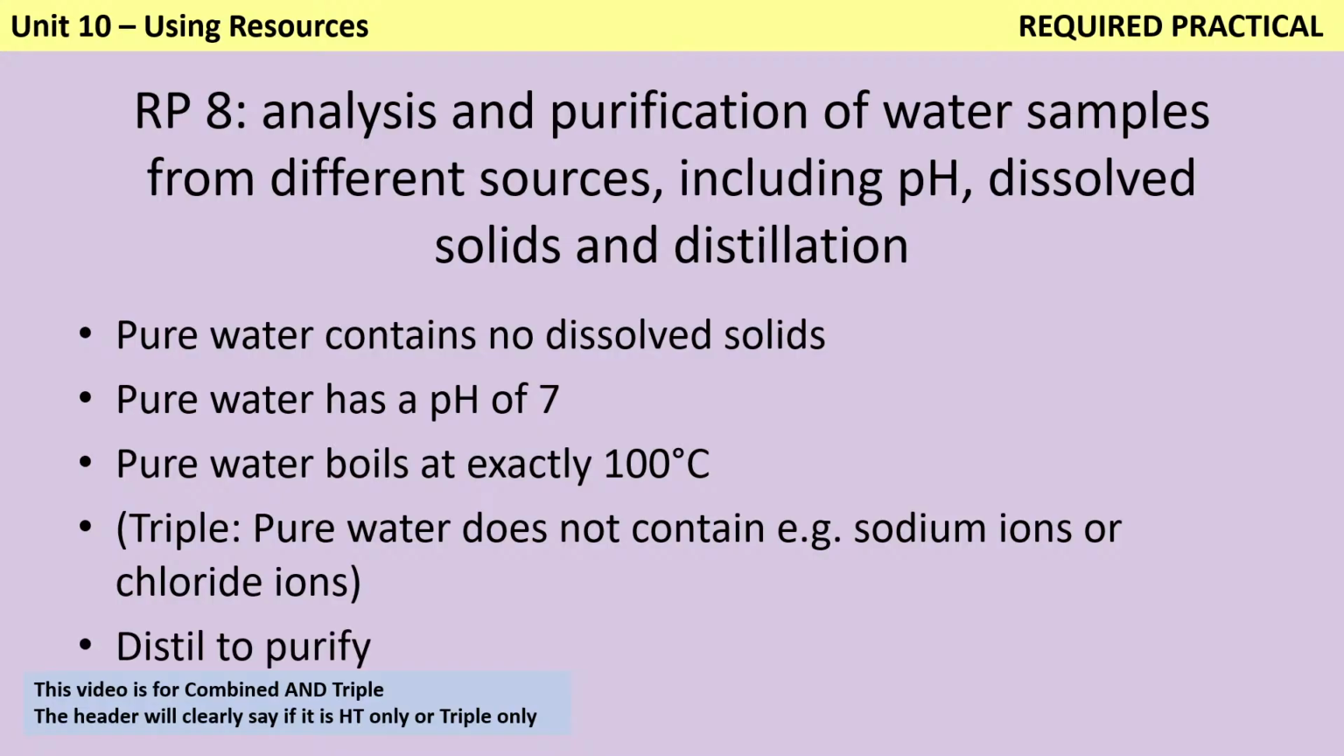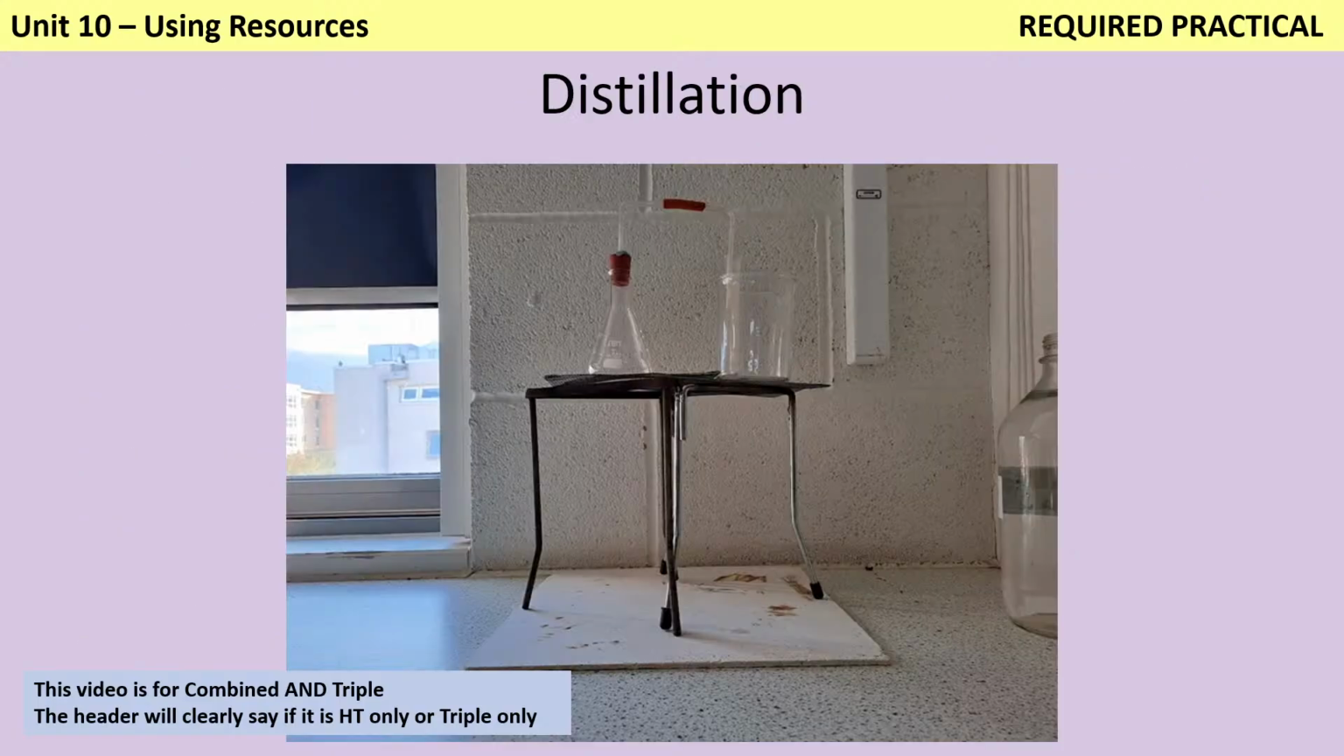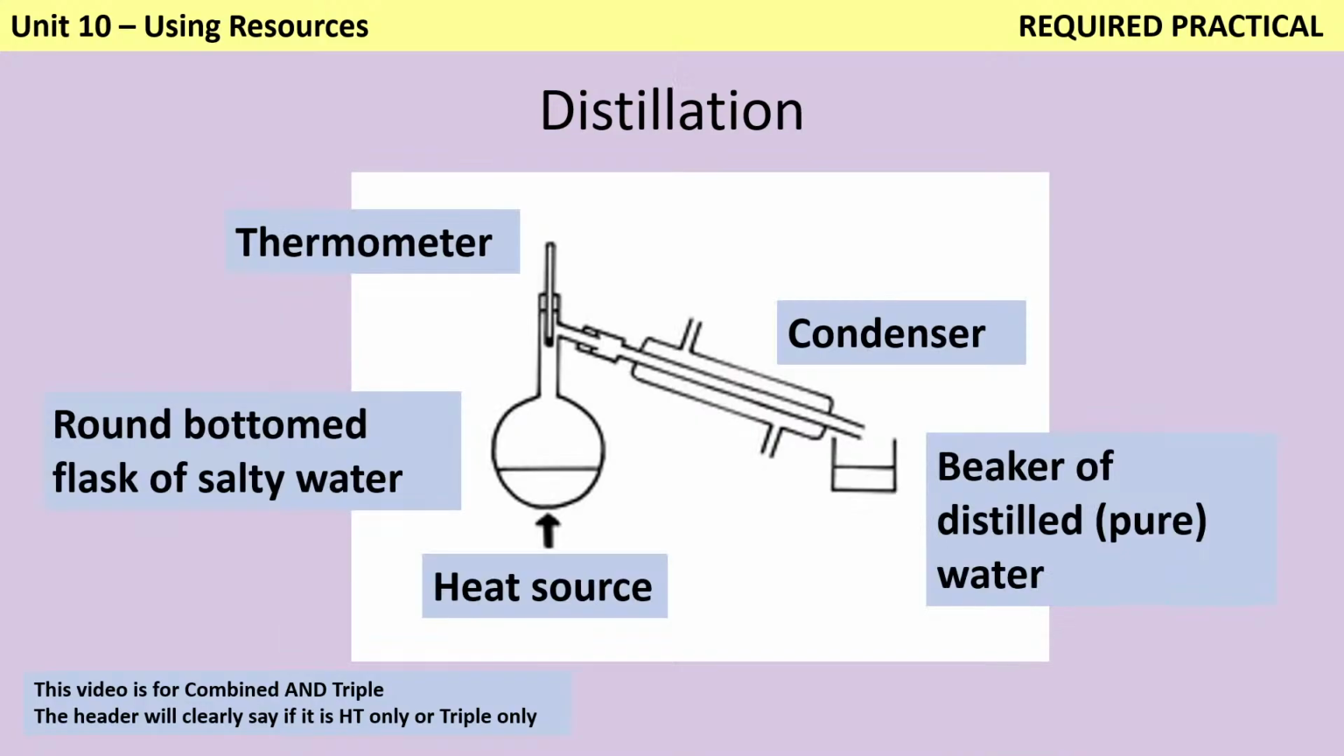And then the second part of this required practical is talking about how you would distill the water in order to make it pure. So we've already seen one setup for it, but here's another setup. So you would have your flask containing your sample of water, and you would heat it over a Bunsen burner so that all the water evaporates, all the salt's left behind, and then it would pass through the condenser into the beaker where you could collect it. And yeah, there's another example of the same sort of thing.